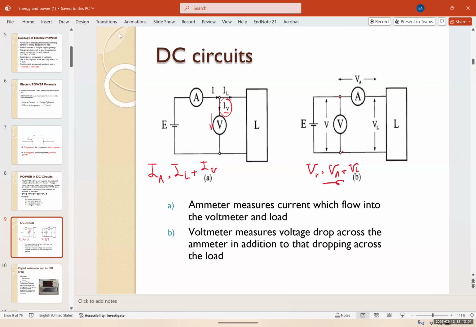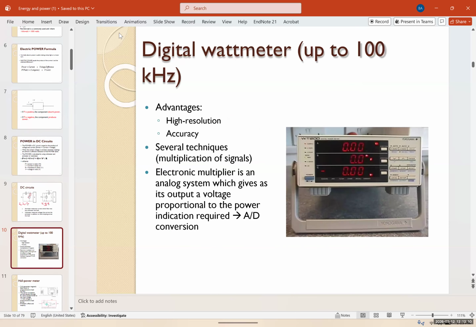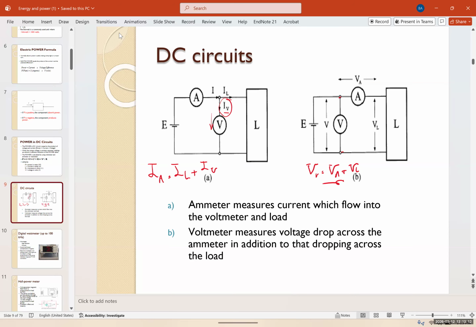So one way to find out how much voltage and current is just to switch them and do the measurements, and you can see how much the ammeter and how much the voltmeter are consuming power. But these are the only two ways that you could do that.